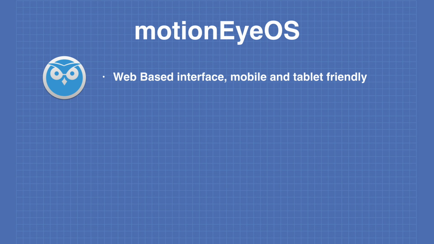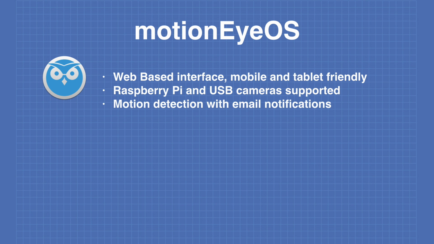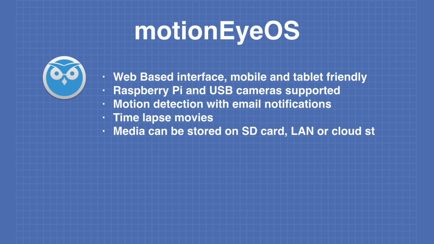motionEyeOS provides a web-based interface which is both mobile and tablet friendly. Both the Raspberry Pi and USB-type cameras are supported. It's capable of motion detection along with email notifications. motionEyeOS can do time-lapse movies. Video and images can be stored on the SD card, on your LAN, or by using cloud storage.